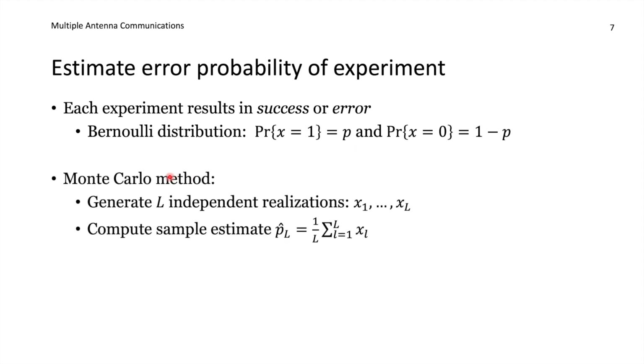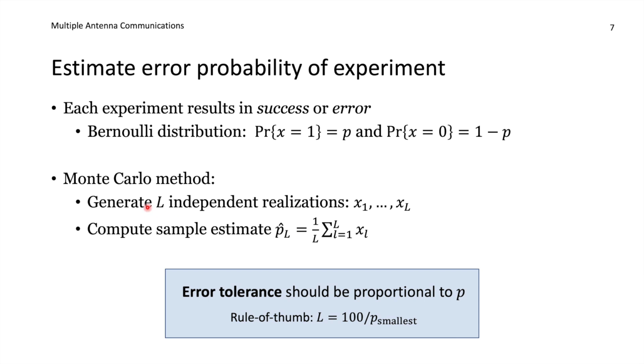And the Monte Carlo method then would be to generate L independent realizations. So we are running this experiment L times, and every time we are storing: did we have an error? Then we have a 1 here. Did we have a success? Then we have a 0. And then we have our random realizations here. Then we compute the sample average. So we sum them up and we divide by the number of samples, and this would be our probability of error estimate. What remains is to determine what L should be, and what we did previously was to set a particular error tolerance, and then based on that one we were computing a value of L.